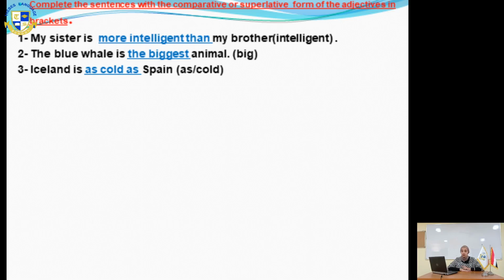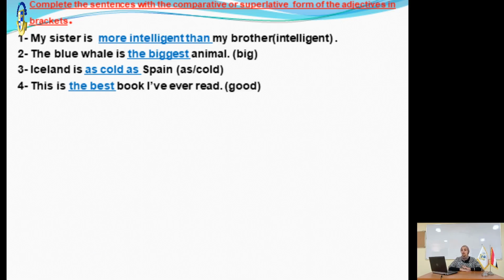We have here the word good, and I want to use the superlative form here because I don't compare between this book and another one. I compare this book with others. So we have to use the third form, the superlative. And good can't be goodest. So we have to change it into the best. This is the best book I've ever read.